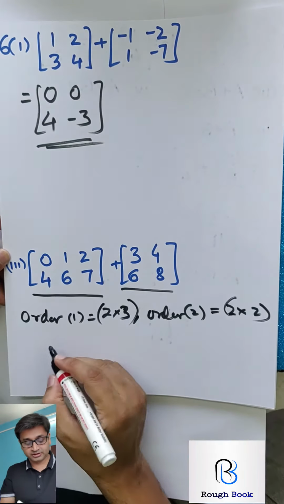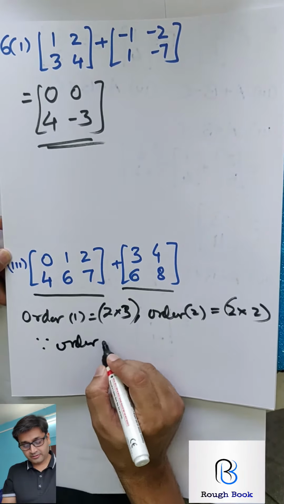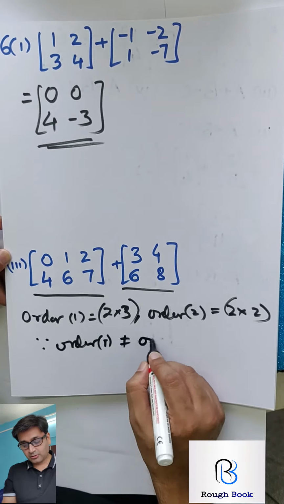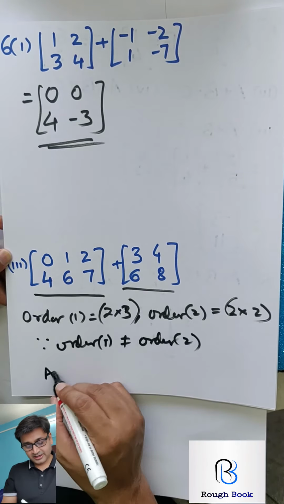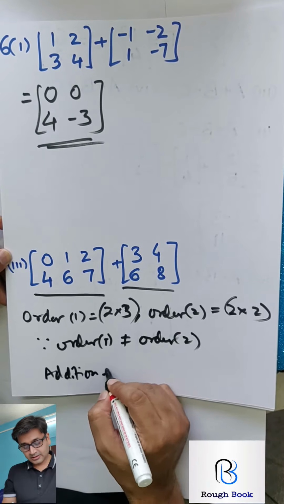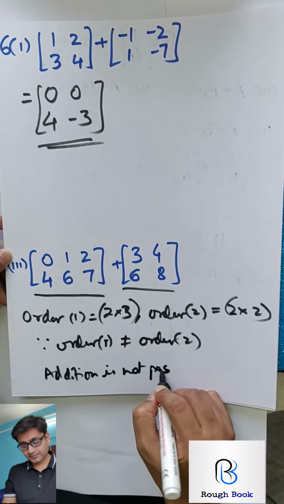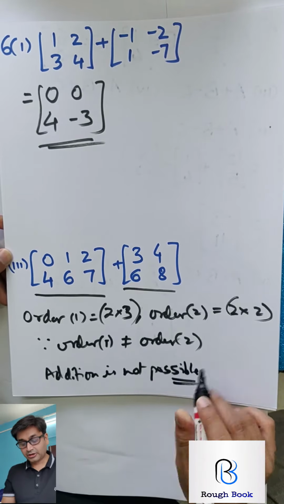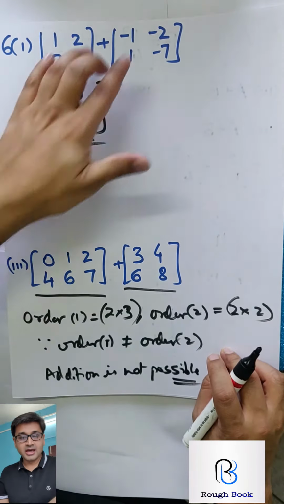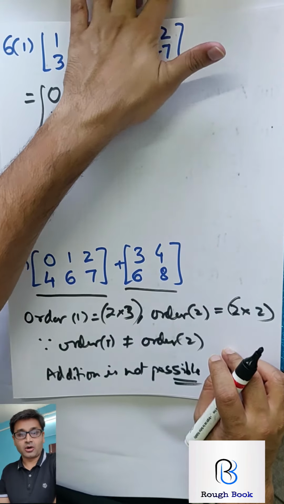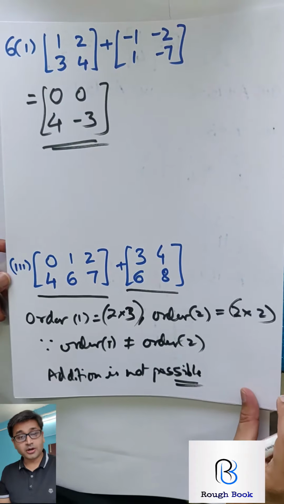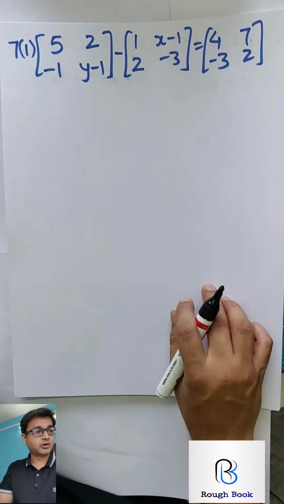Addition is not possible. So you say since order for 1 is not equal to order for 2, addition is not possible. Simple as that. Will you remember this? First check the order and then decide whether addition or subtraction is possible or not possible. Let's go with the next one.